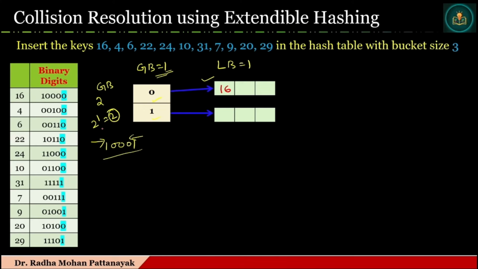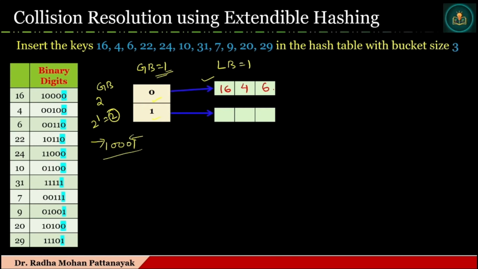So store it here. The next element is 4. The first bit is 0, so I put 4 here. The next element is 6, again the LSB bit is 0, so put 6 here. The next element is 22. Its first LSB bit is 0, hence it will also be stored in the 0th bucket.